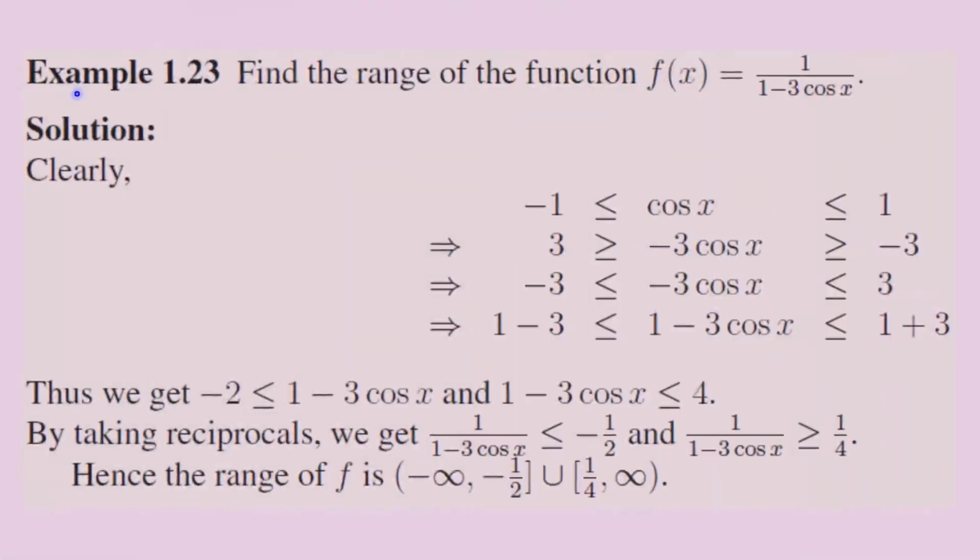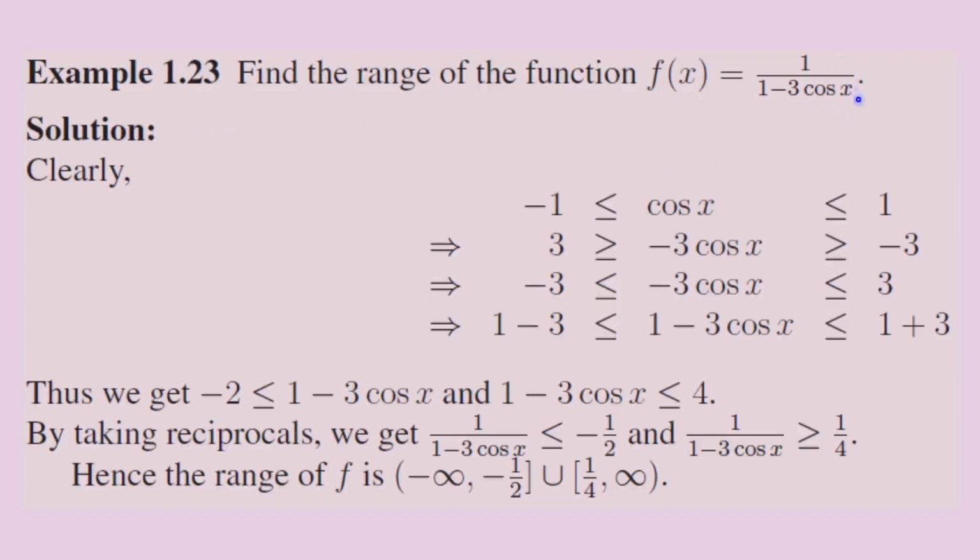Now we are going to see example 23 in chapter 1. Find the range of the function f of x equal to 1 divided by 1 minus 3 cos x. So இங்கே question-ல range-ன்னு கேட்டிருக்காங்க. Range means இந்த வரப்போகிற answers எந்த number-லேருந்து எந்த number வரைக்கும் வரும்னு சொல்றது தான் question. Let us see the solution.